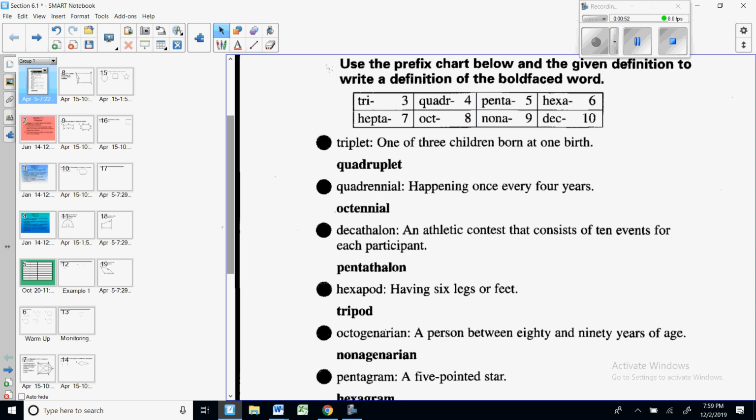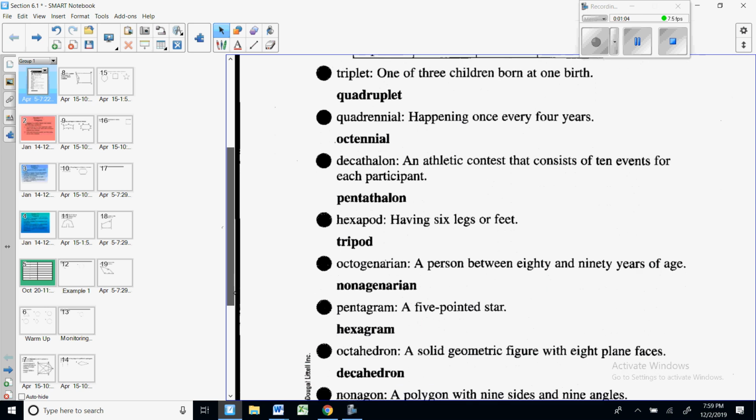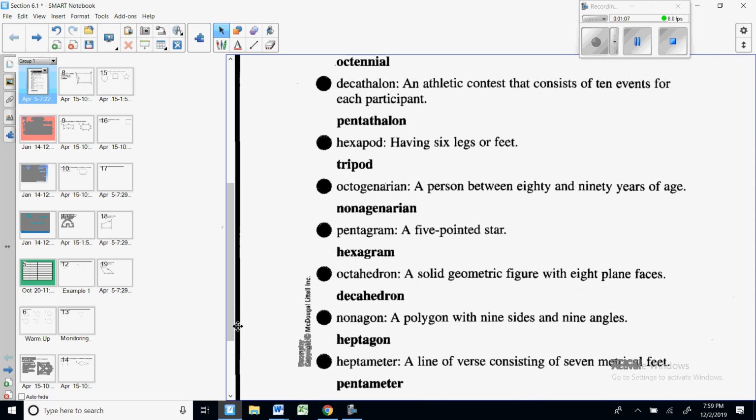What would a pentathlon have? Okay, pentathlons have 5 events. And then what about a heptathlon? Okay, a heptathlon would have 7. Hexapods have 6 legs or feet. A tripod would have how many? Okay, 3. An octogenarian, a person between 80 and 90 years old. So a nonagenarian would be between 90 and 100.